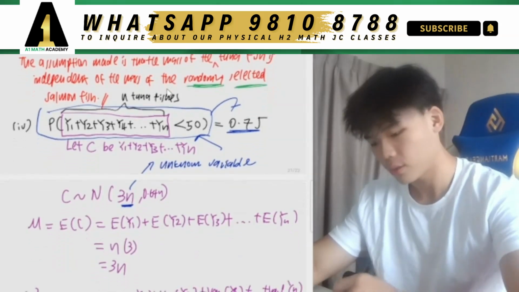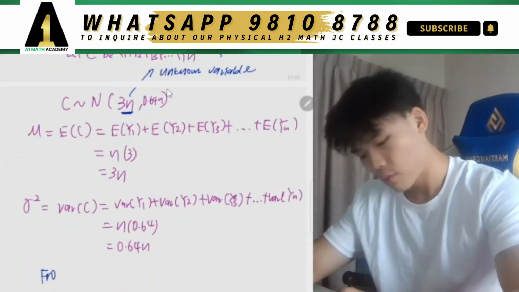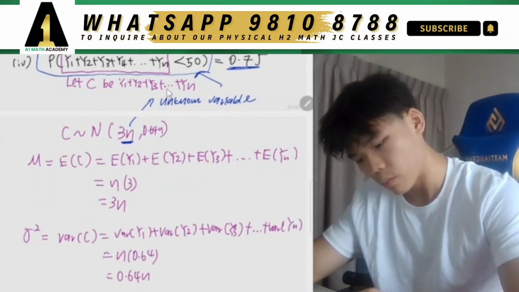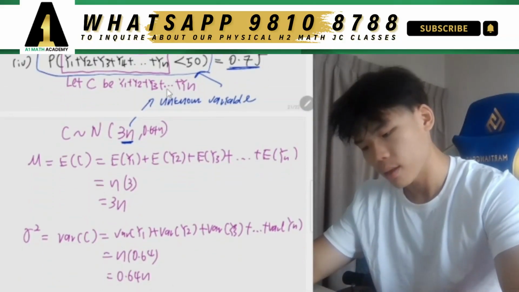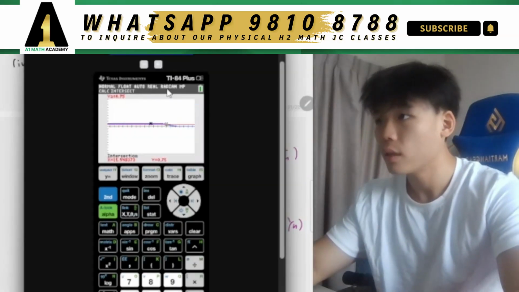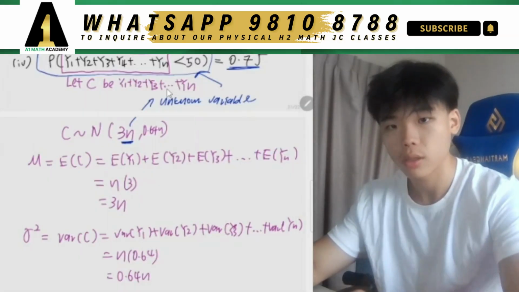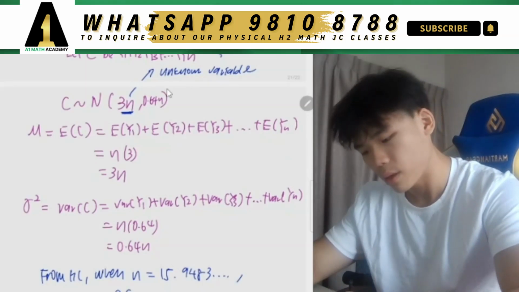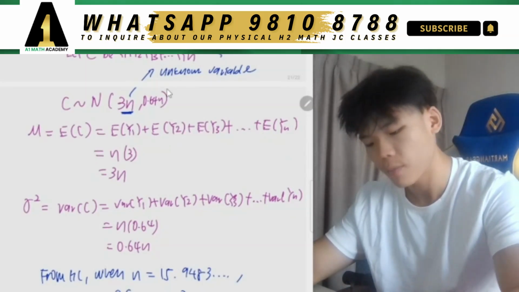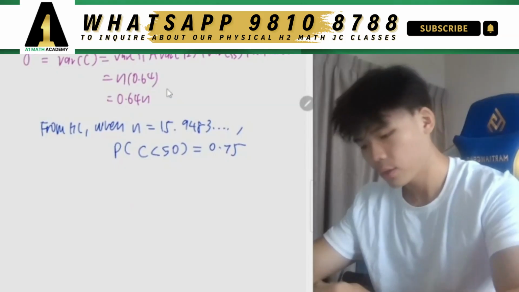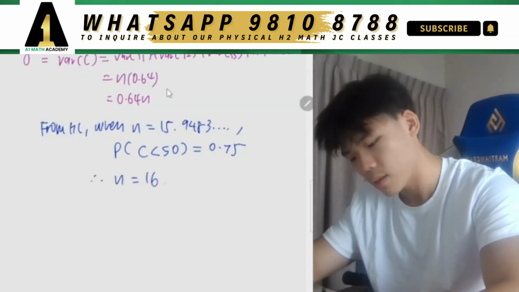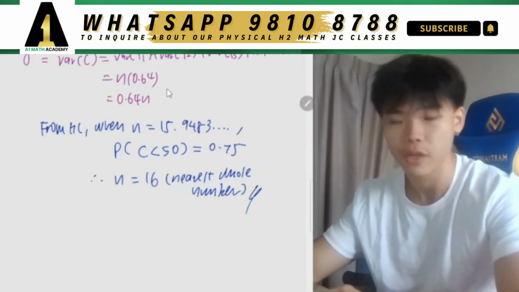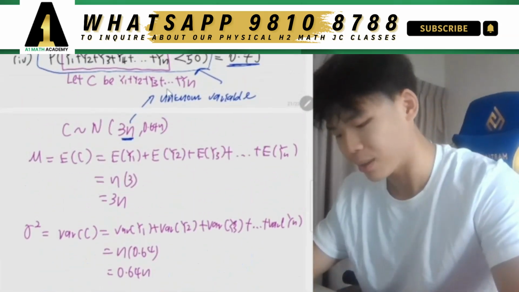So I'm just going to key it here. From the GC, when n is 15.9483..., then the probability of C being less than 50 will be 0.75. So therefore, the value of n would be 16 to the nearest whole number, because we cannot have a decimal of a fish, right? And therefore, this is the answer to this question.